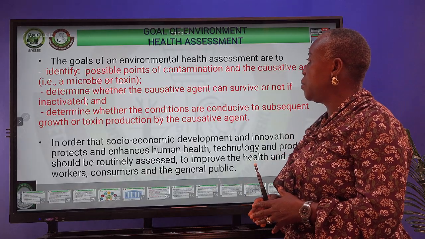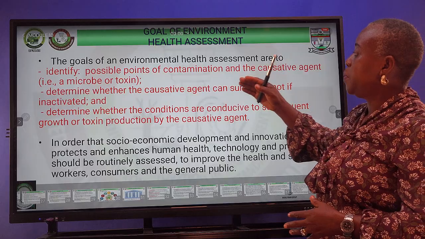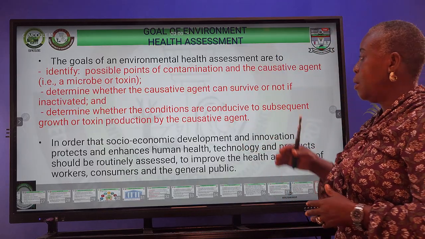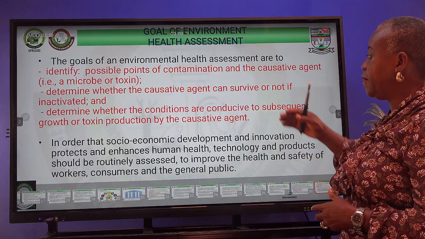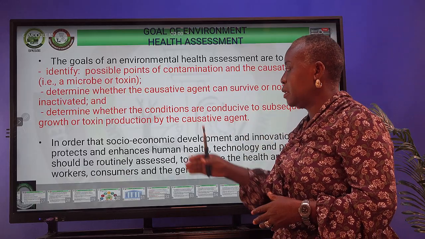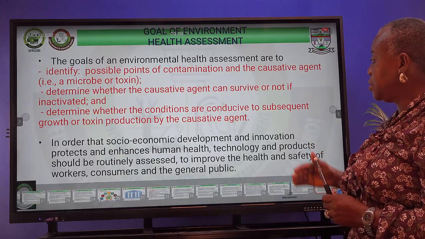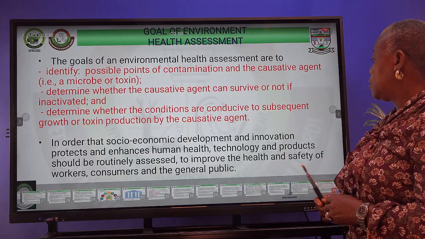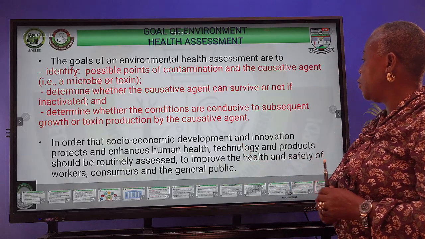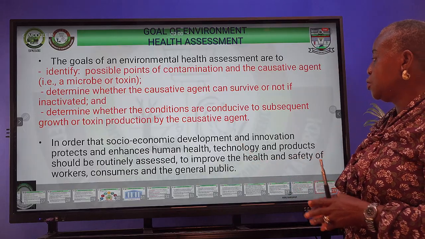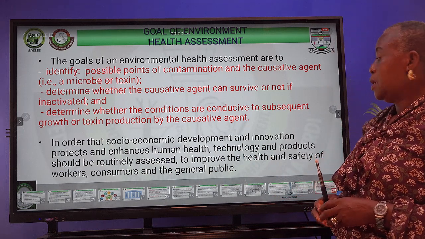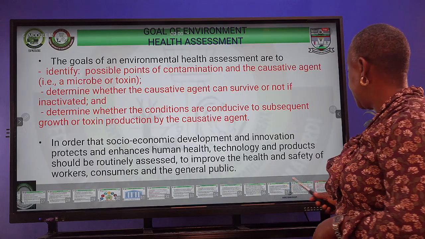So we need everyone to know what people are exposed to, what the agents are, where they are coming from, who is affected, and how these presentations are seen in persons affected. So we need socioeconomic development and innovation approaches to promote environmental health assessment and improve the health and well-being of people and the general public.